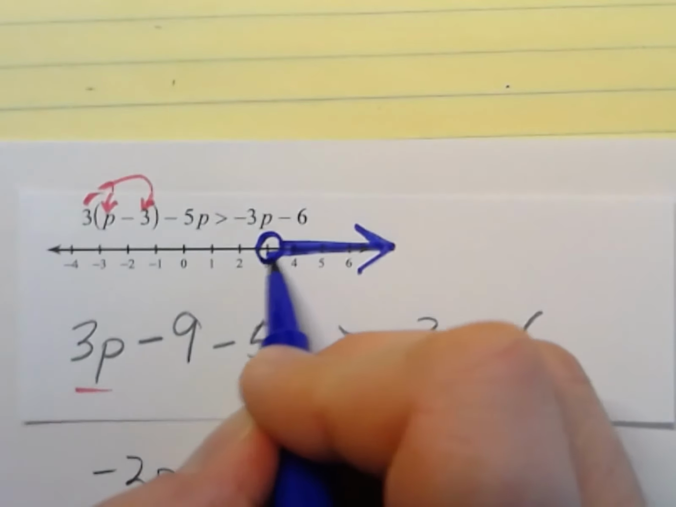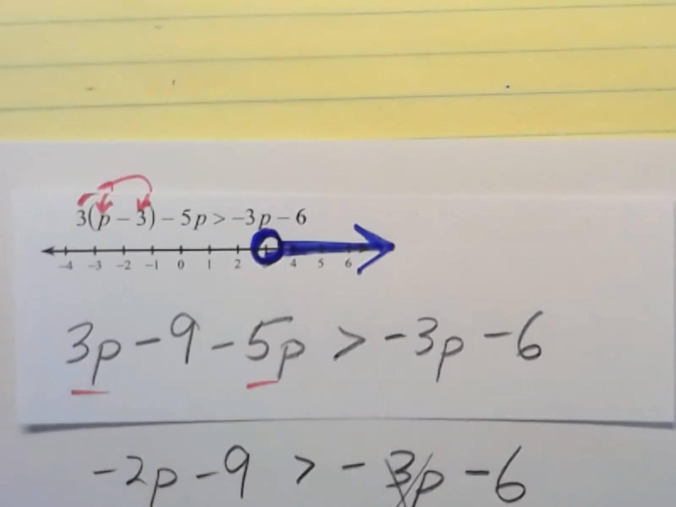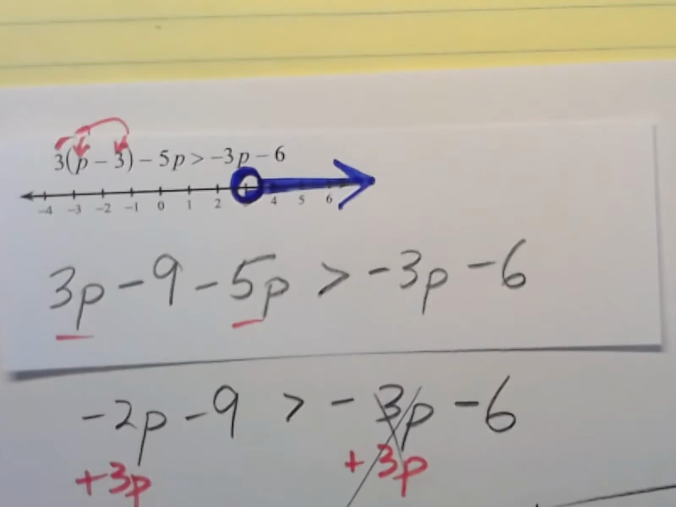Okay, open circle, because it's not equal to. Okay? P is greater than 3.